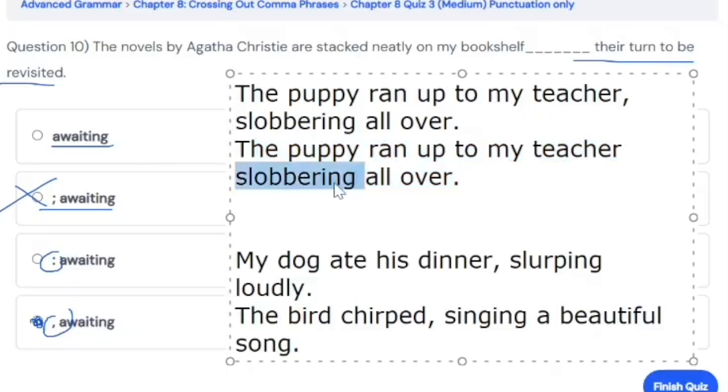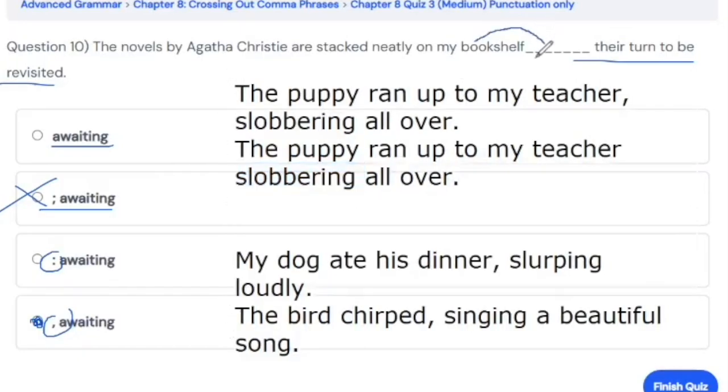Otherwise, the ing word is just going to latch on to the noun it's next to, and that's not what we want. So in this case, if we didn't have a comma, then bookshelf would be awaiting their turn to be revisited, and that's not right. It's not the bookshelf that is awaiting its turn. It's the novels. So this would be not correct, right? Because the teacher is not slobbering. We need the comma. This one is correct.